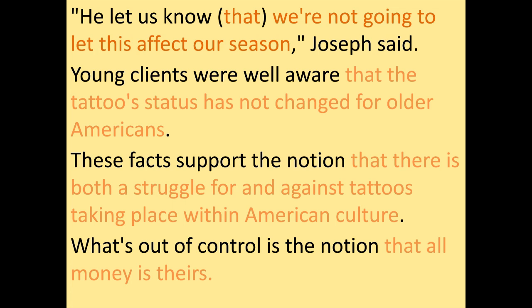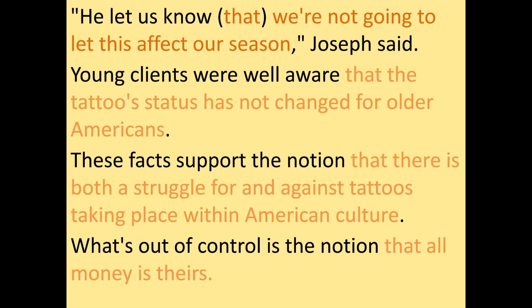The second one also shows a content clause being a complement, not to a verb, right? Are you seeing it? The content clause is in orange, that the tattoo status has not changed for old Americans. Are you seeing what that's a complement to? The complement to aware, which you can tell is an adjective, right? Because it can be modified by very. You could say very aware. It has a comparative and a superlative form, more aware, most aware. All right? Another thing that a content clause can complement is a noun.